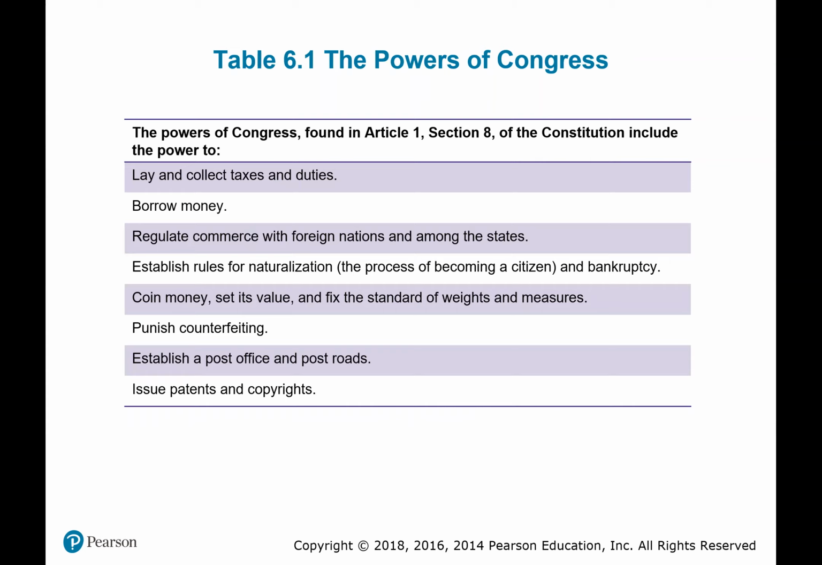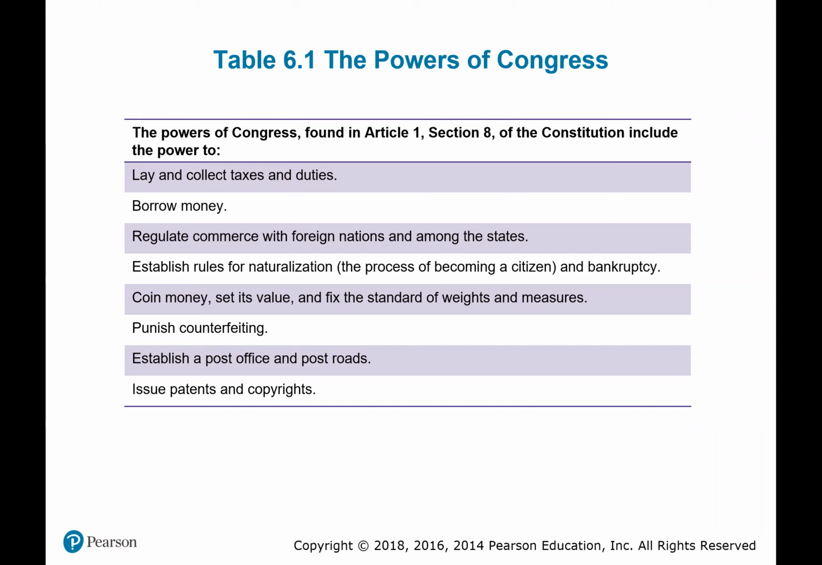So if we look at the powers of Congress, they're articulated in Article 1, Section 8 of the Constitution, and they include the power to lay and collect taxes and duties, borrow money, regulate commerce with foreign nations and among the states. As we discussed, states cannot negotiate separate trade agreements with other states. That is only the power given through Congress. And any sort of deal between states of any sort has to be approved by Congress. They establish rules for naturalization, the process of becoming a citizen, for bankruptcy, coining money, setting its value, fixing the standard of weights and measures.